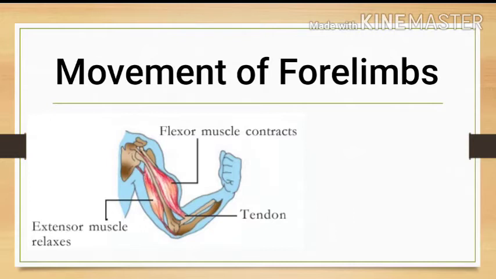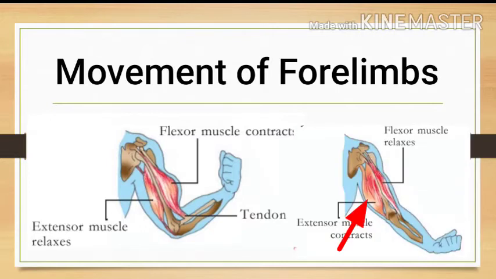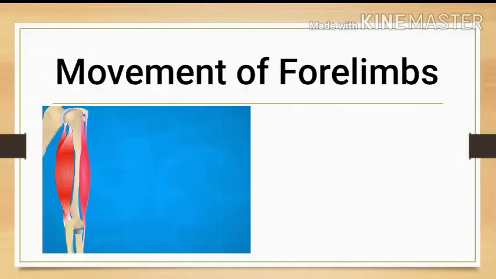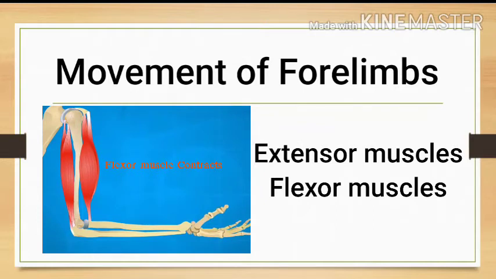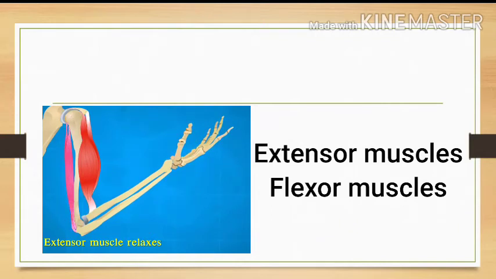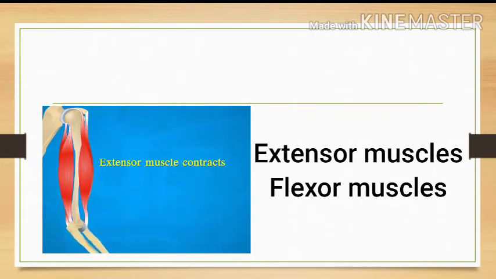On extending the forelimb, the extensor muscle contracts and the flexor muscle relaxes. When one muscle contracts, the other muscle relaxes. The action of these pairs of muscles is opposite in action.